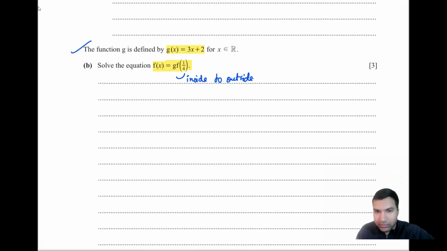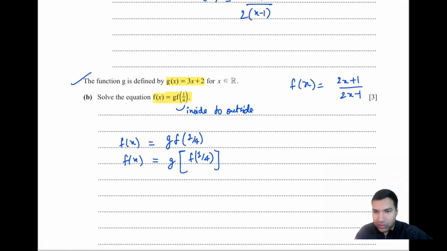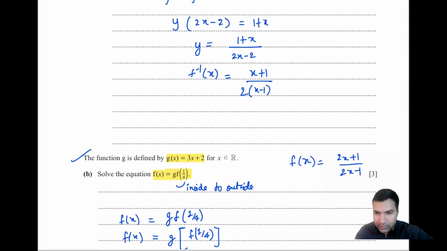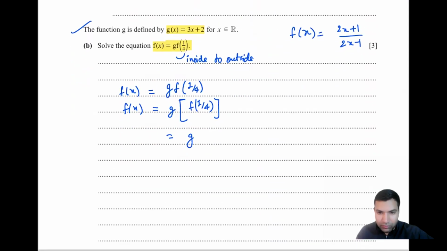Okay. So first we will compute what is g of f of 1 by 4, and here we have f of x equal to this. So what is f of 1 by 4? I need to compute this one. So what is f of x? So f of x was 2x plus 1 over 2x minus 1, if I'm not mistaken. Let's quickly check. 2x plus 1 over 2x minus 1, correct. So this is f of x. So in place of x, I'll plug in 1 by 4.